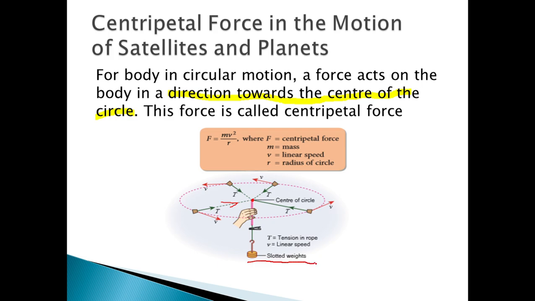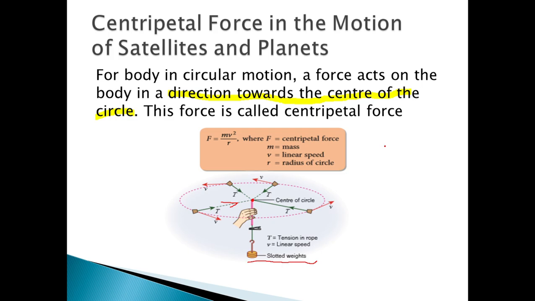If you carried out this experiment, you can determine, and you would find, that the faster you turn the object, or the faster the object moves, the higher the centripetal force. And the way to calculate centripetal force is by using the formula F equals mv squared over r.